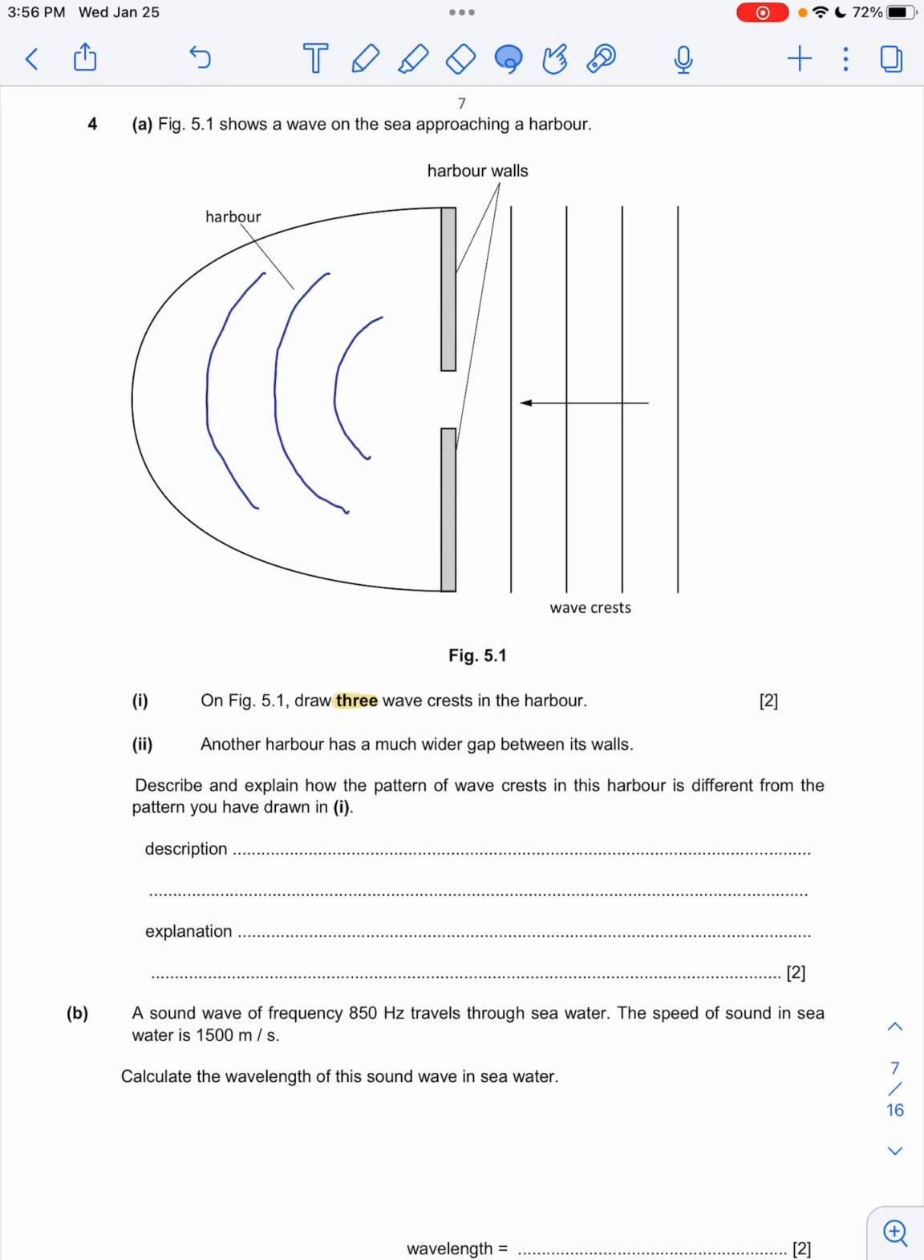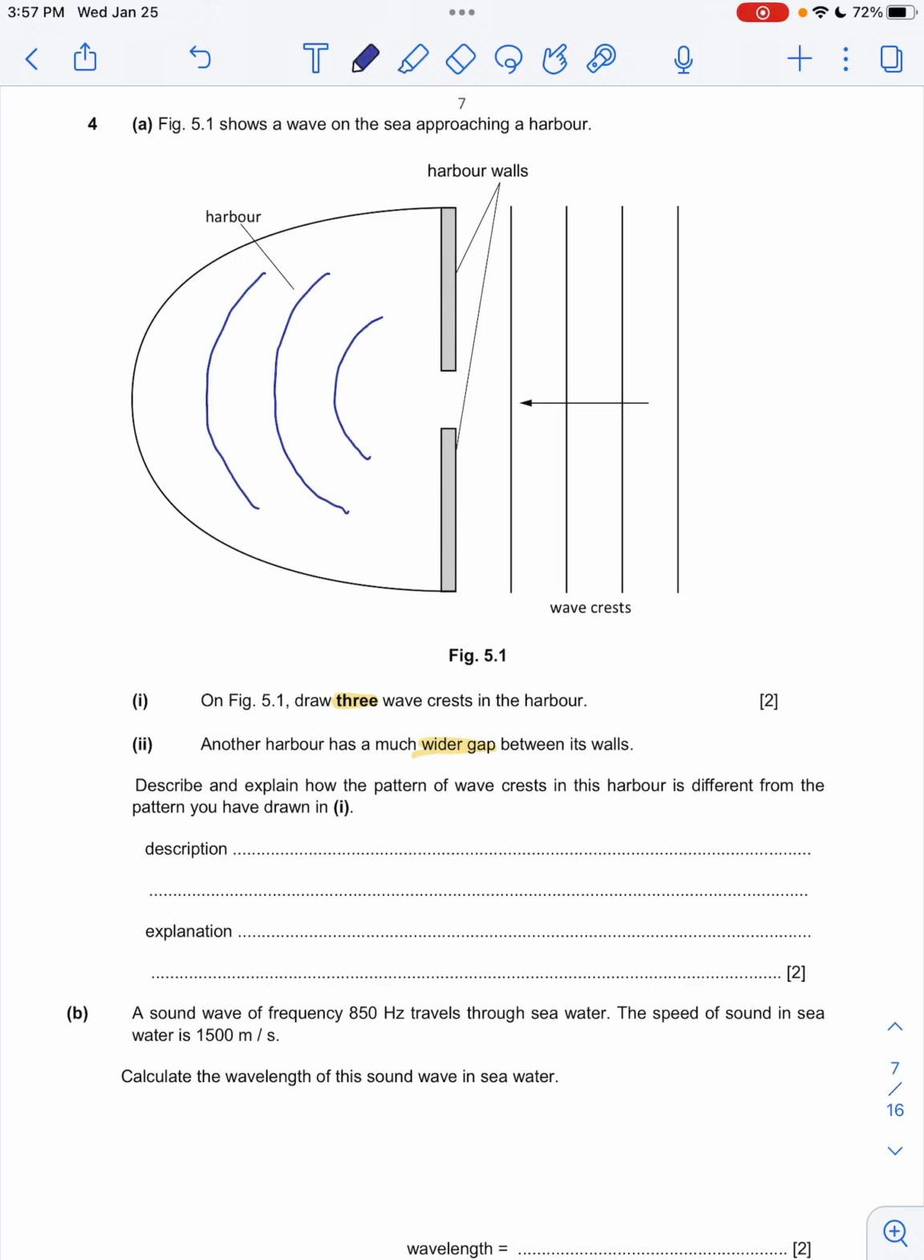Then we are introduced to a different harbor. We don't have an image of it, but we are told that it has a wider gap. Now, if it has a wider gap, that means that the energy from my crests doesn't have to squeeze quite as tightly and therefore will not spread quite as sharply. So most of my waves are actually going to pass straight through.